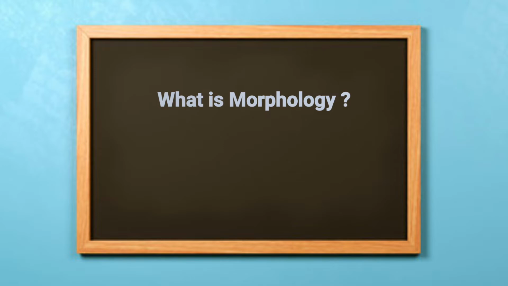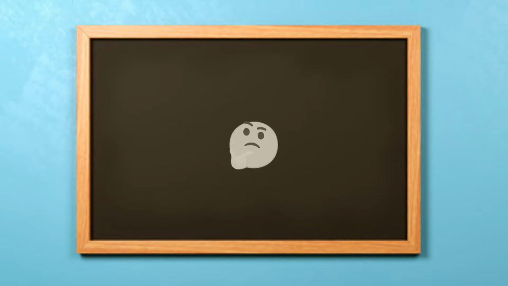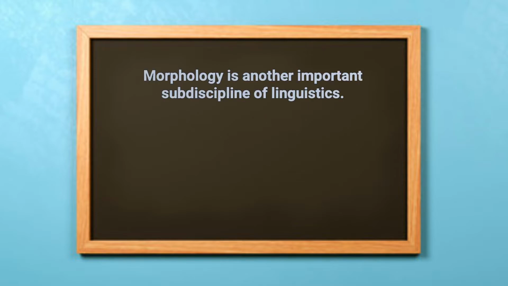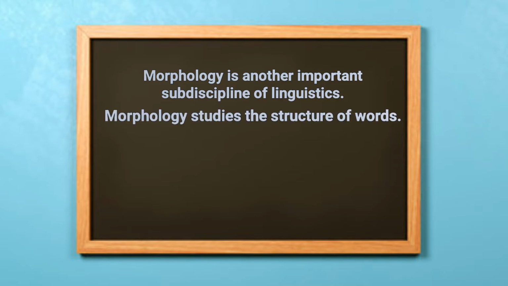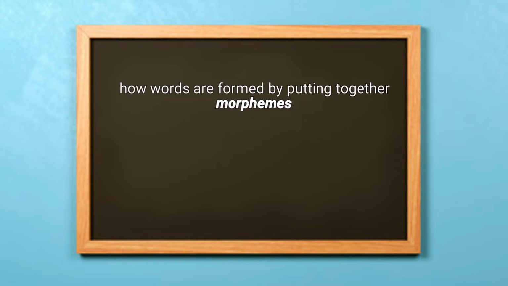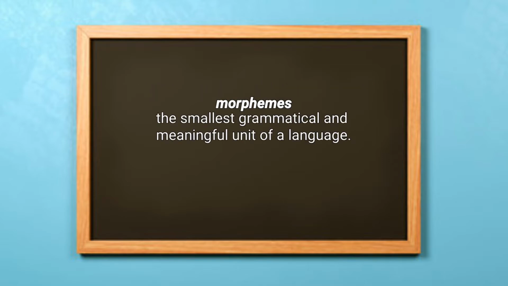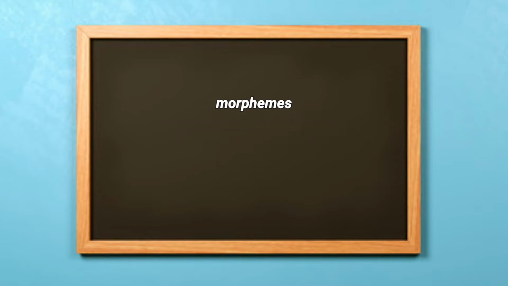So what is morphology? Morphology is another important subdiscipline of linguistics. Morphology studies the structure of words. It specifically examines how words are formed by putting together morphemes. A morpheme is the smallest grammatical and meaningful unit of a language. Different languages have different morphemes and different rules about the formation of words.